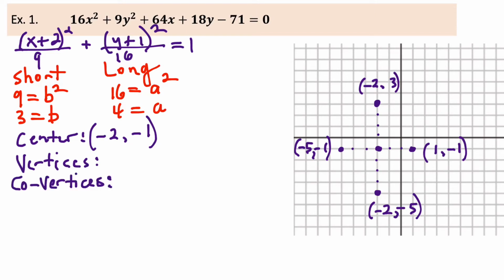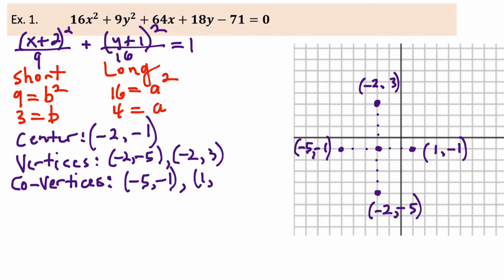So I'm going to write in my vertices, which are the ones on the major axis. So that's this point and this point. So I've got -2, -5, comma, -2, 3. And my co-vertices are the endpoints of my minor axis. So I've got -5, -1, and 1, comma, -1.